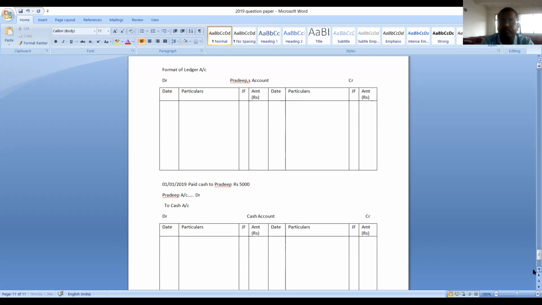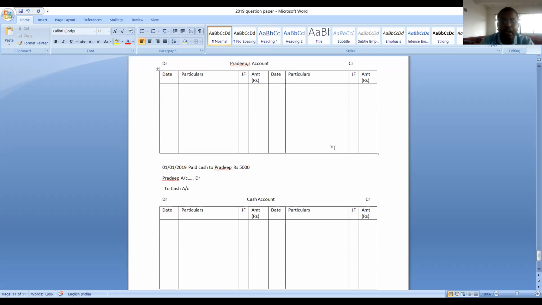Here, as per this particular transaction, we need to prepare two ledger accounts. One is Pradeep's account and another one is a cash account. Understood? By passing the journal entry, you will get to know which ledger accounts you need to prepare. So you need to prepare those respective ledger accounts. Later, we should write that transaction in the book of ledger.